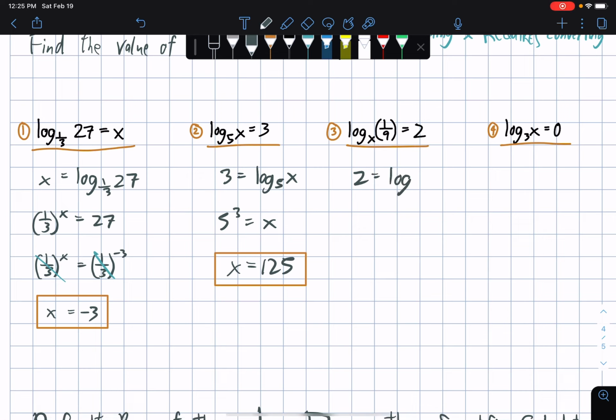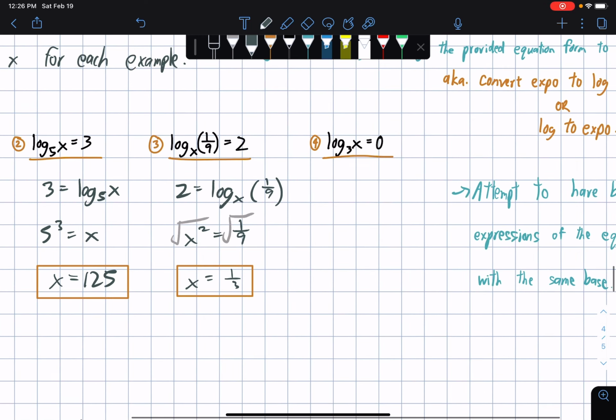Okay, switch values. Place x at the other side, raised to 2 is equivalent to 1 over 9. This time, since x has an exponent of 2, we have to place a radical sign on both sides of the equation in order to eliminate it. So 1 is, in other words, 1 raised to 2, and 9 is, in other words, 3 raised to 2. So we have 1 over 3. Yeah, that's it. X is 1 over 3.